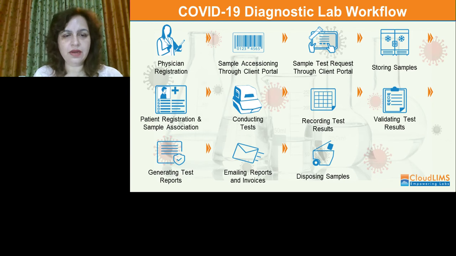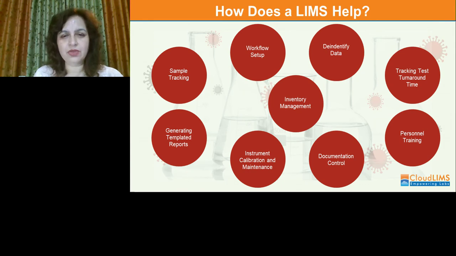So how does a LIMS help in automation? A LIMS has sample management, test management, workflow management, personnel management, instrument management, and data management.